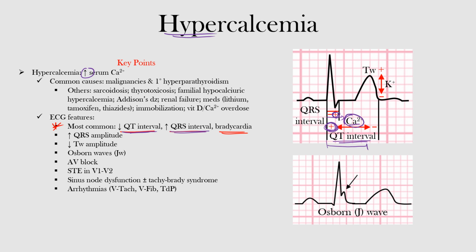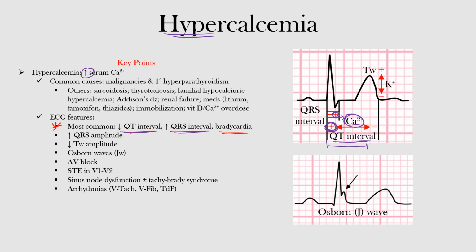Now, other rare EKG changes include an increase in the QRS amplitude, diminished T wave amplitude, Osborn waves, which are also known as J waves, various degrees of AV block, ST elevation in leads V1 and V2, sinus node dysfunction with possible tachybrady syndrome, as well as arrhythmias such as VTach, VFib, and torsades de pointes.